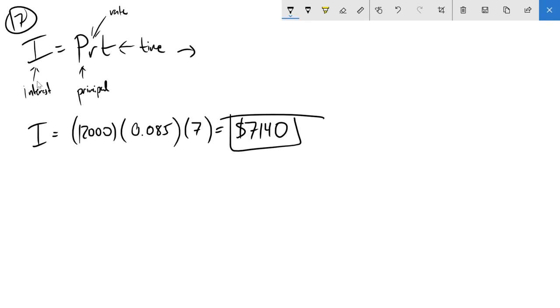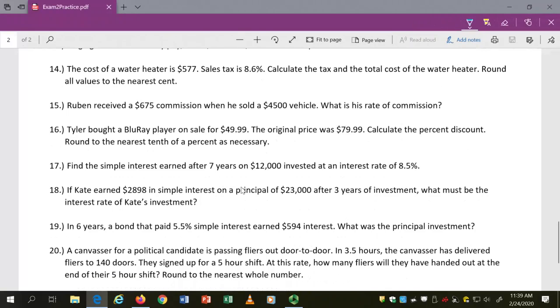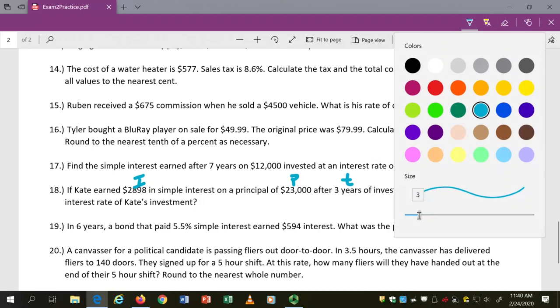I could give you other information. I don't have to give you P, R, and T. I think that's what 18 is. If you look at 18, I gave you the interest and the principal and the time, but what's missing is the rate. So you would just have to use the formula. You're just going to have to solve it a little bit differently, right? In this case, this is your interest, 28.98. This is your principal, and this is your time. But the rate is what you don't know.